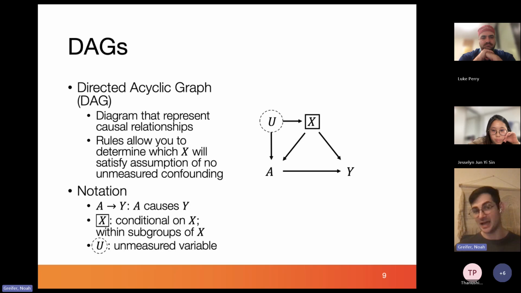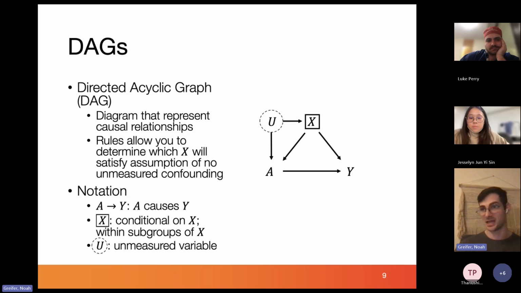And then in DAGs, you often and really must have unmeasured variables. So a DAG doesn't just represent the variables that you have measured in your data set, but it represents a causal system, which could include variables that you didn't measure. And these unmeasured variables are one of the most important parts of a DAG because they allow you to represent the limitations of your data set with respect to understanding your causal system.